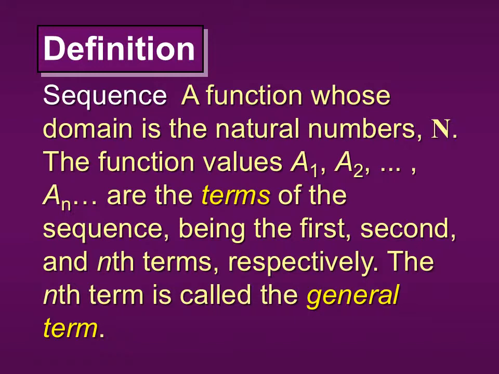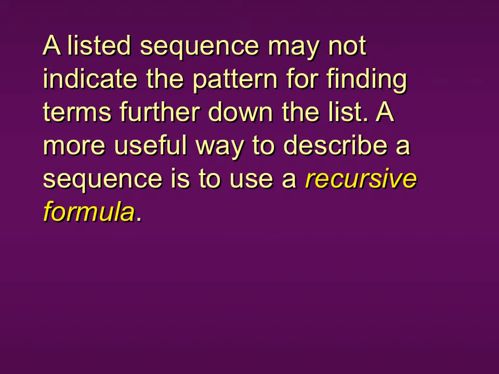The nth term is what we call the general term, because we don't actually know what specific number we're looking at. Are we looking at the 20th number, the 100th number? We're just talking about a general term. So a listed sequence may not indicate the pattern for finding terms further down the list. A way that we do that is finding the recursive formula. Think of the recursive formula as how you can get your answer.